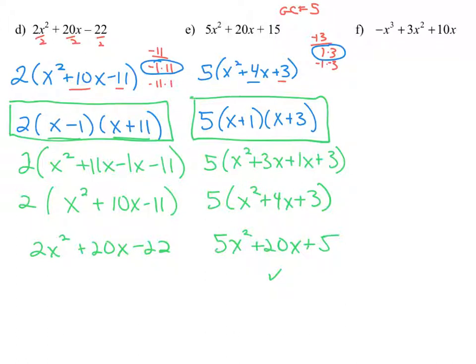In example F, we have negative x to the third plus 3x squared plus 10x. The greatest common factor of all three of those terms is x. But since the leading coefficient is negative, I'm going to factor out a negative x as our greatest common factor. When you factor out the negative x from that trinomial, it's like we're dividing each one of these by negative x.